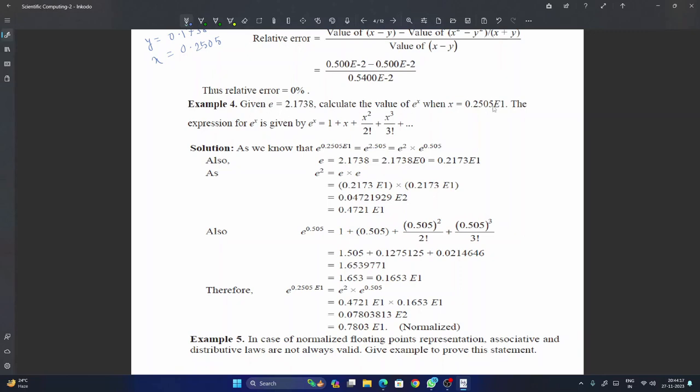Here they are calculating some particular values, but you can again check here what is the value of e to the power x by using the normalized arithmetic, and what is the difference between the original data and the data you have calculated through this machine.